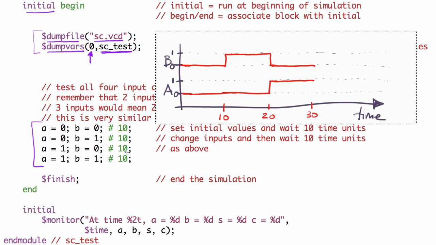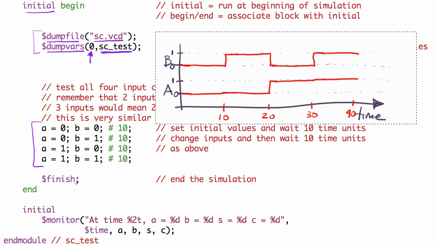Then finally, at the end of that 10 time units, we're going to set A to 1 and B to 1. So A is going to stay at 1 and B is going to return to 1. And we're going to do that for another 10 time units. After that 10 time units, the next statement is a finish command. This is a directive to the simulator saying we should end the simulation. And so the simulation is going to end at that point.